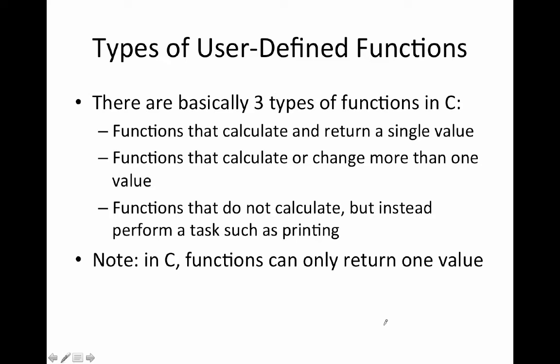There are basically three types of functions in C. You have the kind of function that calculates and returns a single value. You have the kind of function that calculates or changes more than one value. And you have the kind of function that doesn't calculate anything, but instead it performs some kind of task like printing a bunch of stuff. In C, functions can only return one value. So a function that returns is only a function that returns one value.